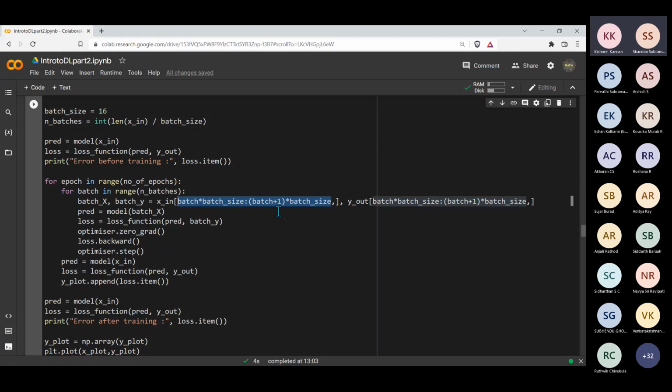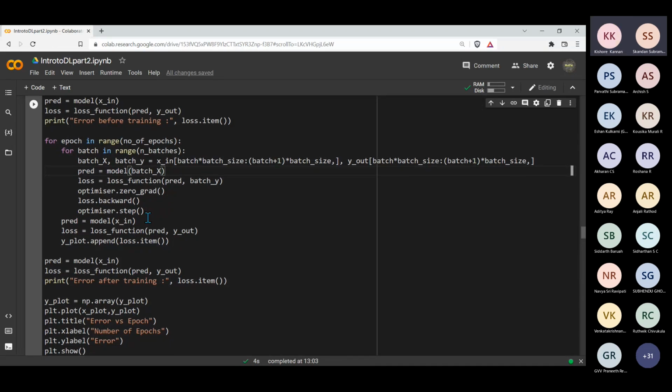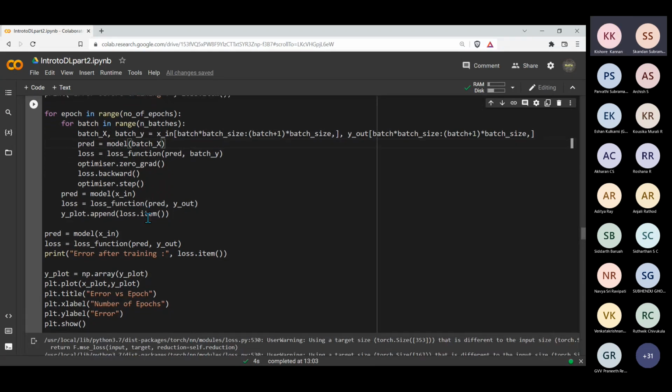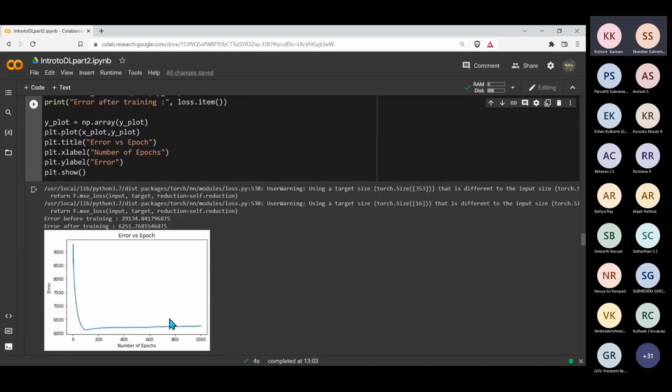the array. And by slicing the array, we create data in batches, and we also create similar batches for y out, and then we again perform the same back propagation, and then we take a step in the direction opposite to the gradient. And yeah, so that is mini batch gradient descent, and you can see this is the graph.